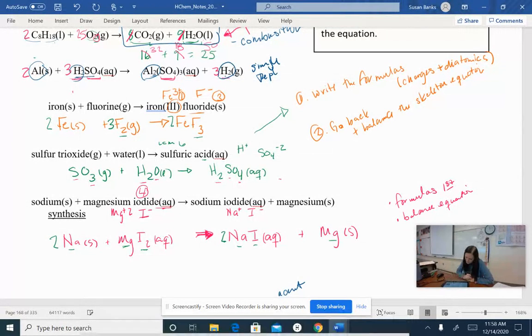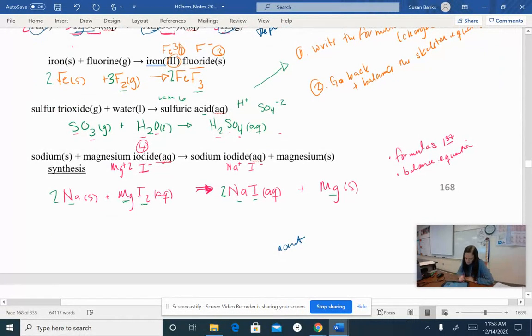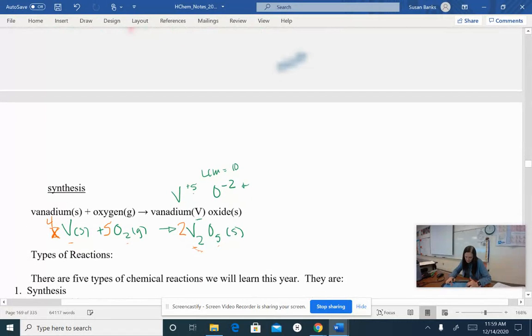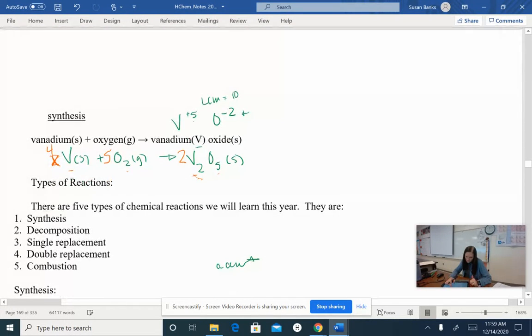Okay? And then this last one, sodium and magnesium iodide, and then sodium gets together with the iodide and magnesium is off by itself. This is a single replacement. Okay, and then I think, yep, and this last one is synthesis. We have vanadium getting together with oxygen and making vanadium oxide. All right, so that also is a synthesis reaction.